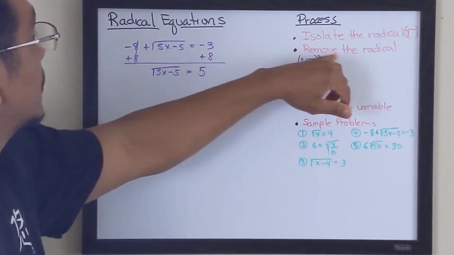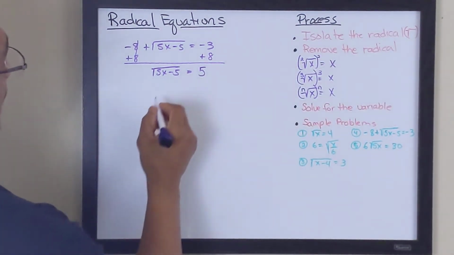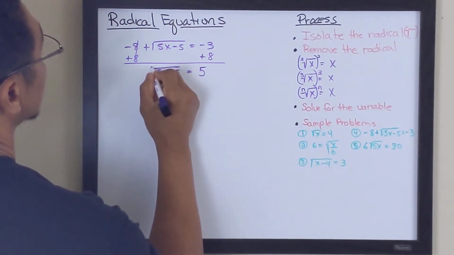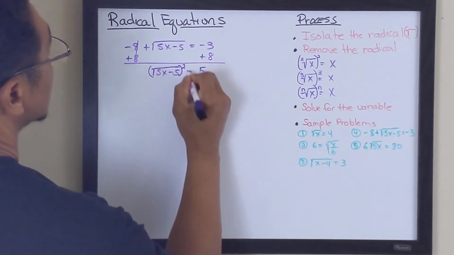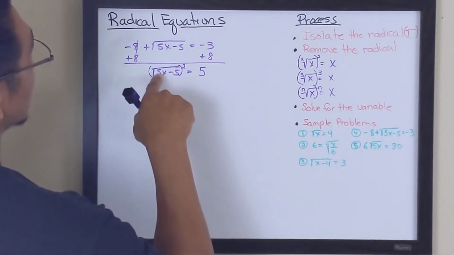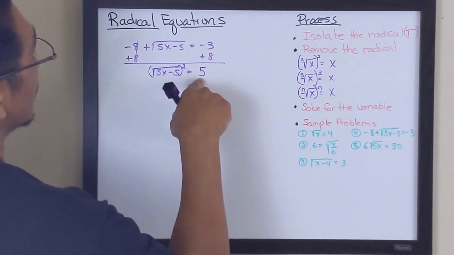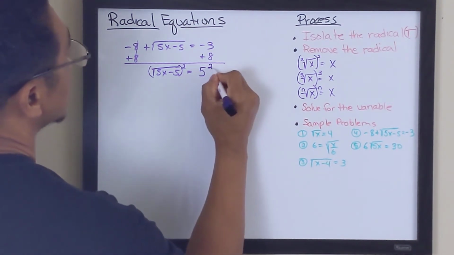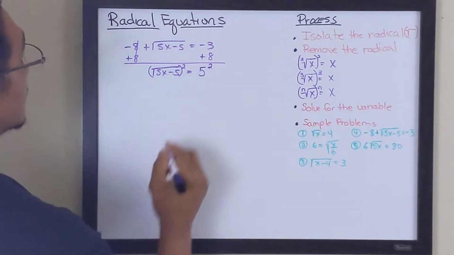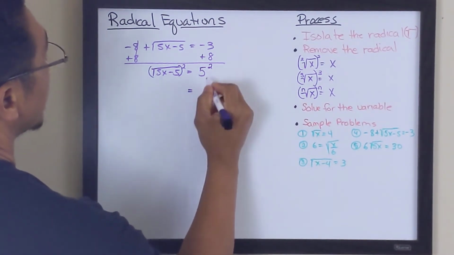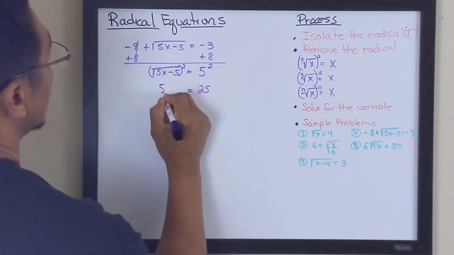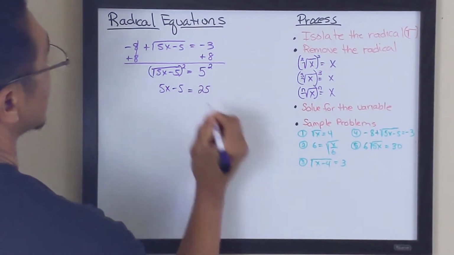The next step is to remove the radical. So let's go ahead and do that. Since this radical is the square root, we basically raise it to the second power to get rid of this square root. Whatever I do on this side, once again, I have to do on this side of the equation, so I have to raise this 5 to the second power. And it leaves me with 25 on the right-hand side, and on the left-hand side, 5x minus 5.